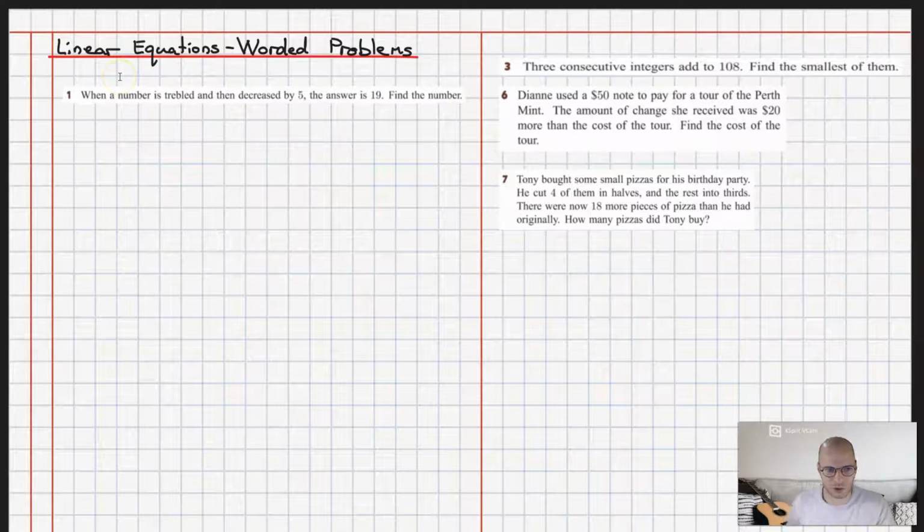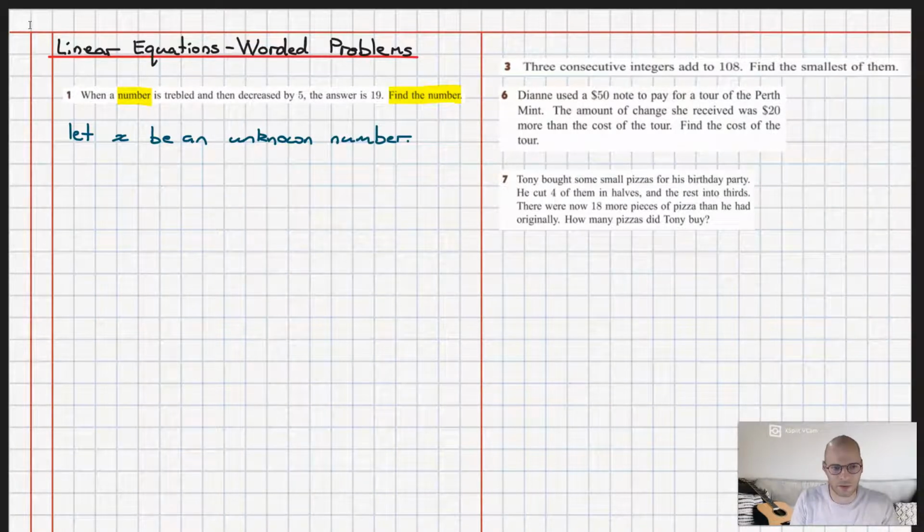So let's have a closer look. When a number is trebled and then decreased by 5, the answer is 19. Find the number. The first thing is we're looking for a number, so we're going to write let x be an unknown number. Next, we have to figure out what we are doing to x. It says when x is trebled and then decreased by 5, the answer is 19.